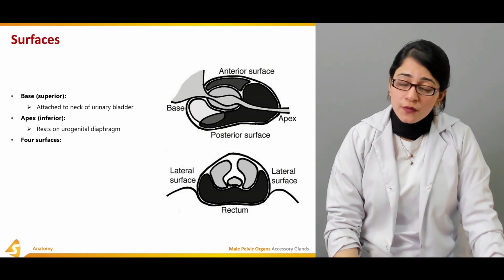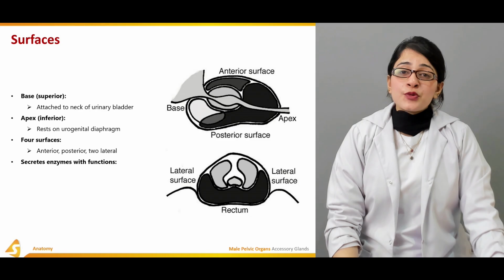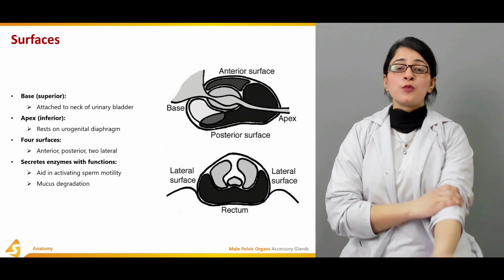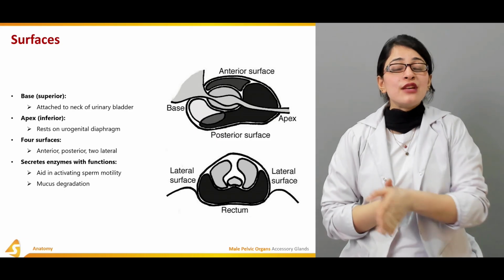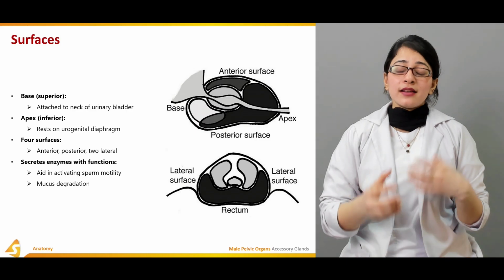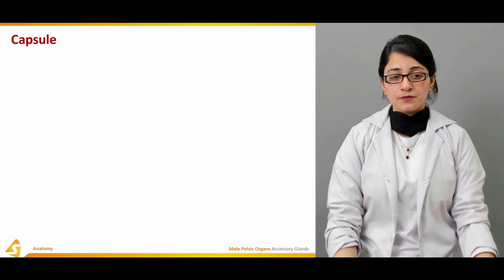We have the anterior surface, the posterior surface, and the 2 lateral surfaces. Then it secretes the enzymes with the functions that aid in activating the sperm motility and in the mucus degradation. So helping in the mucus degradation and activation of the sperm's motility.